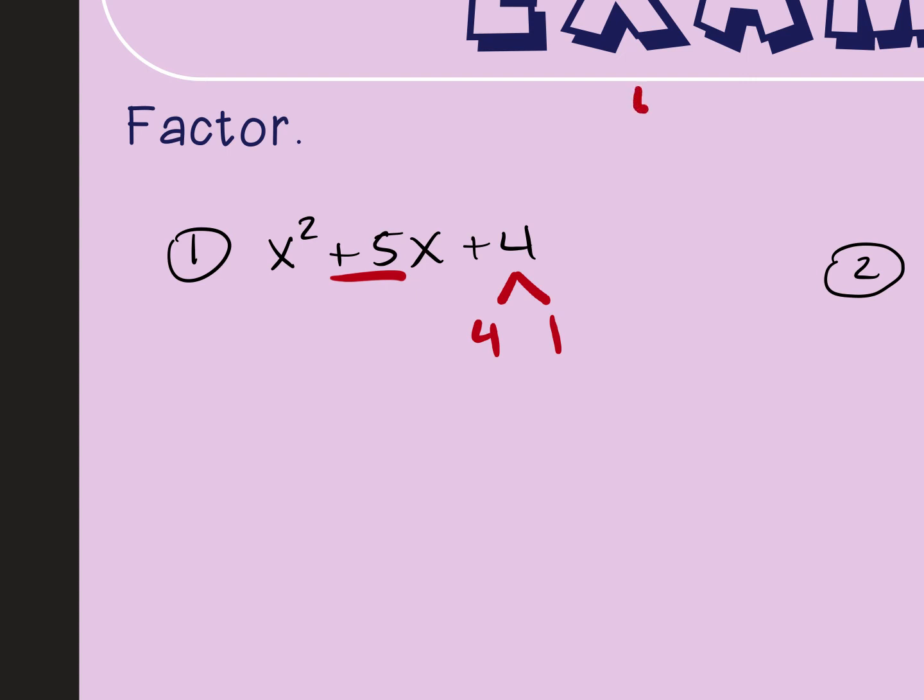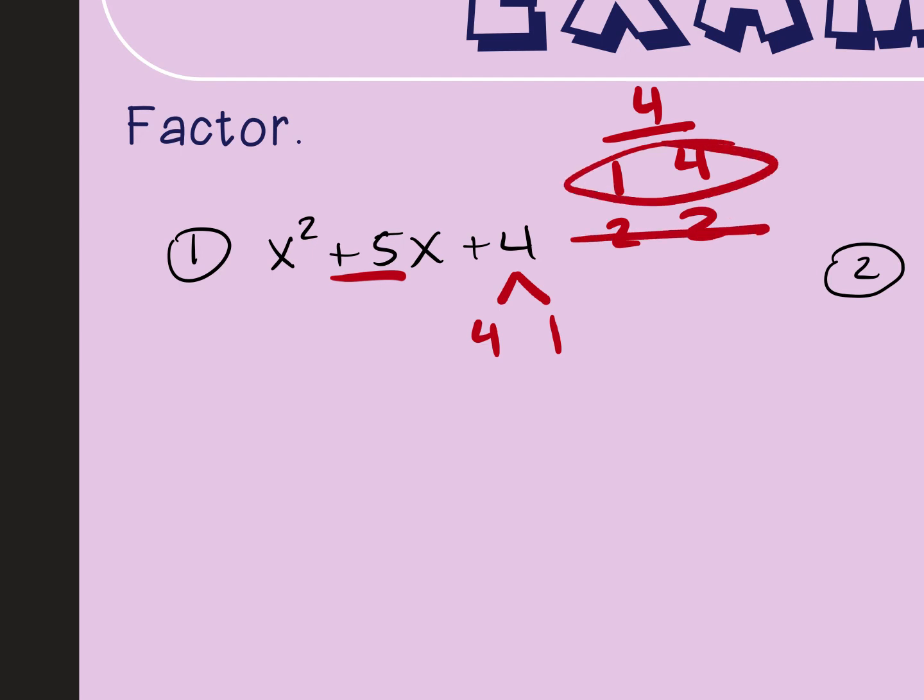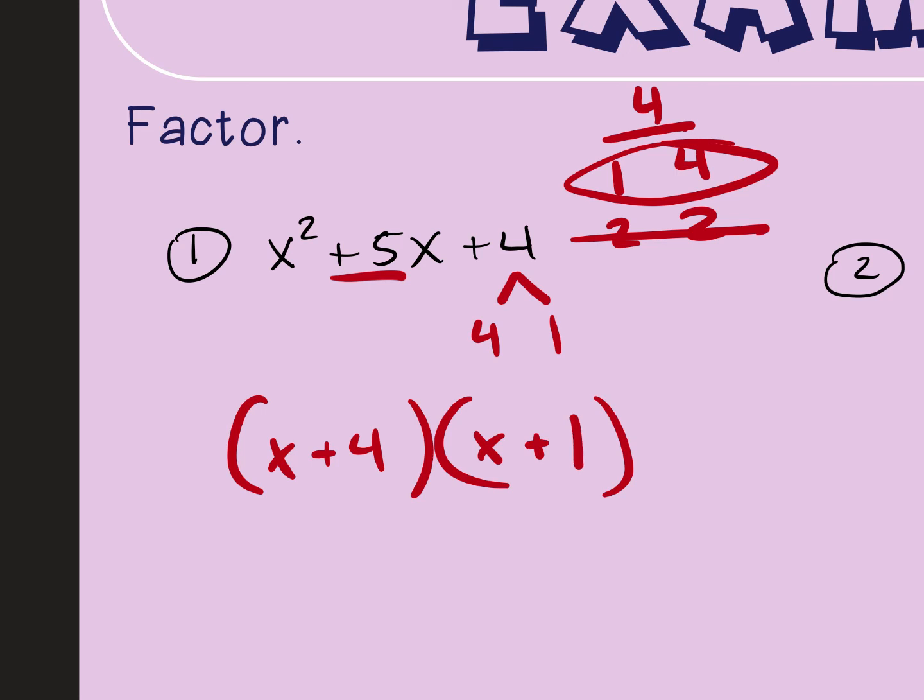So the hardest part of these questions is going to be coming up with the factors. If it helps, write down the number and write your factors. So like 1 and itself will always be factors. And then we said 2 and 2, but we know 2 and 2 doesn't add up to 5, so that doesn't work. But the only one that will add up to 5 would be 1 and 4. So in my parentheses, I have x plus 4 and x plus 1.